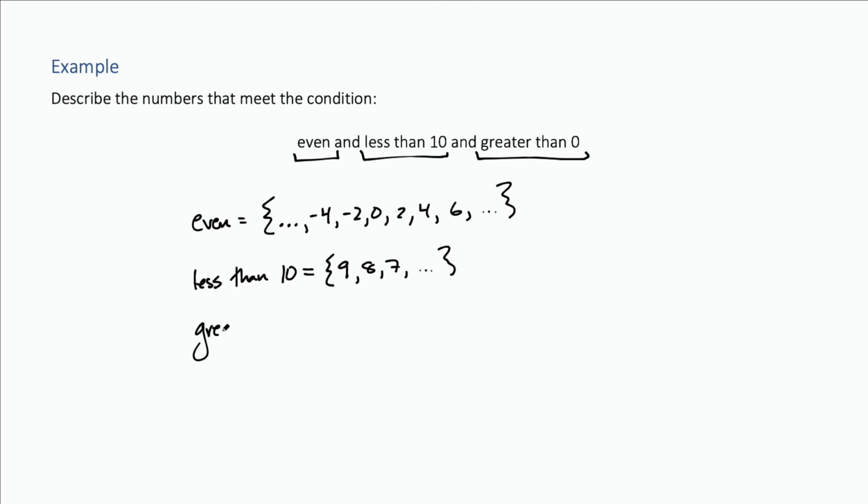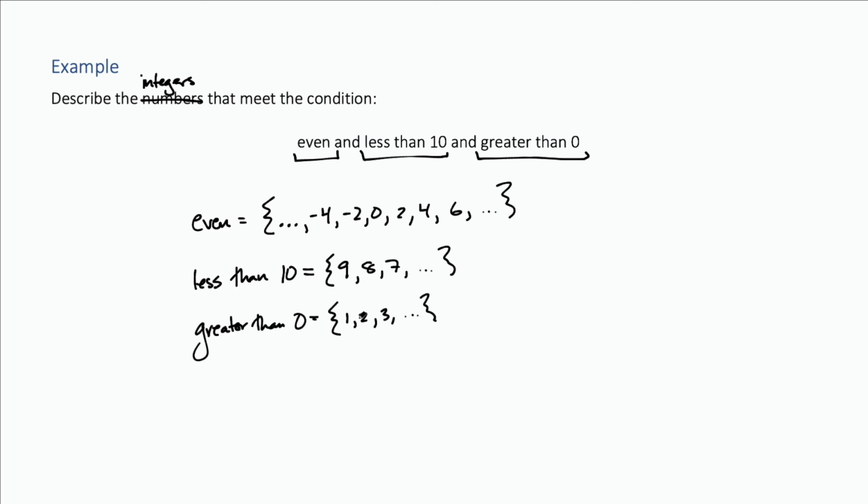Same thing for greater than 0. We have the set, not 0, but 1, 2, 3, and so on. Again, this does not contain everything. The way I've written this pretends like I'm just looking at integers, but that's not the case. If I wanted, I could change the statement here: let's just describe the integers. That way this is accurate.